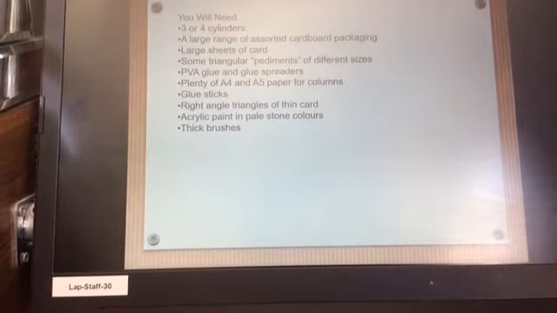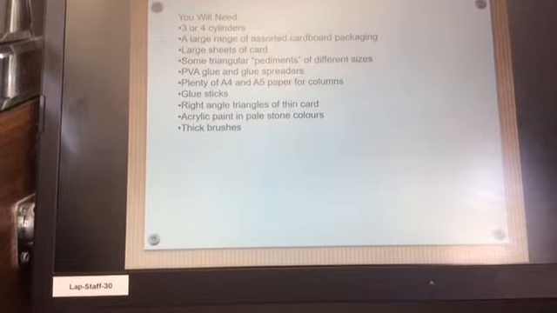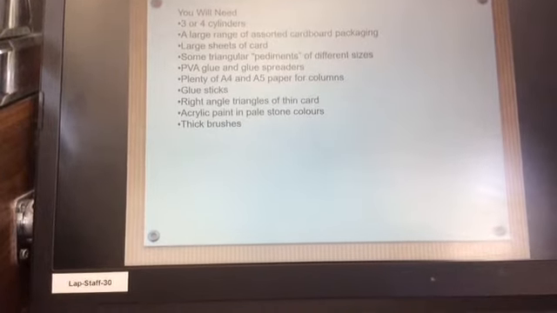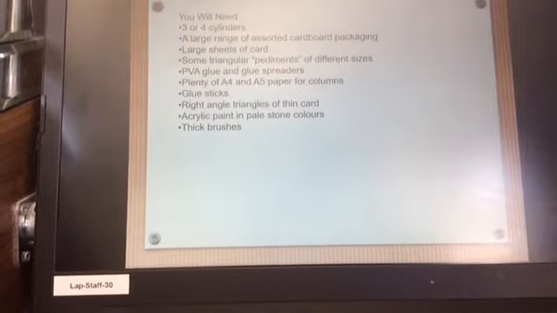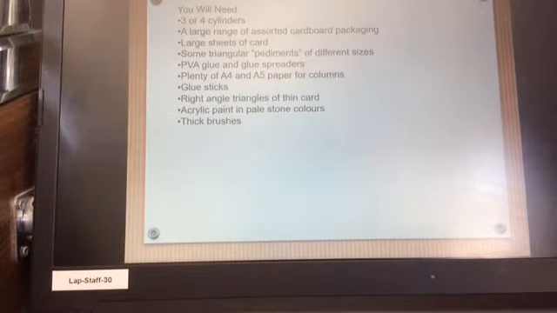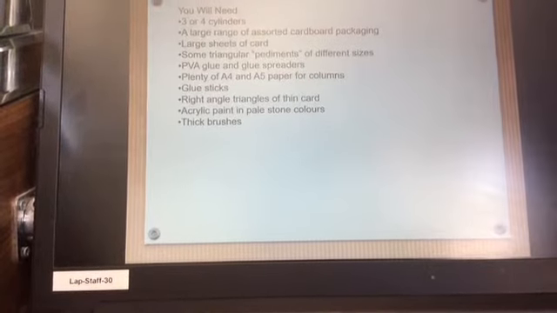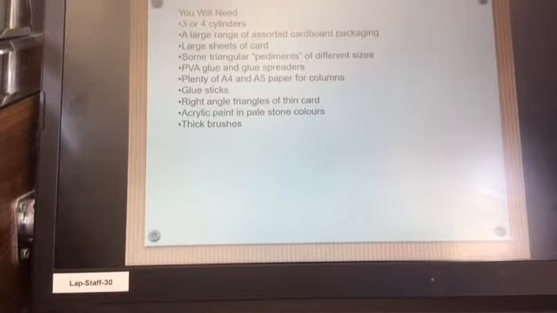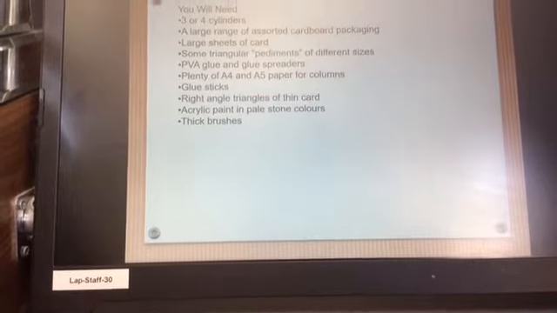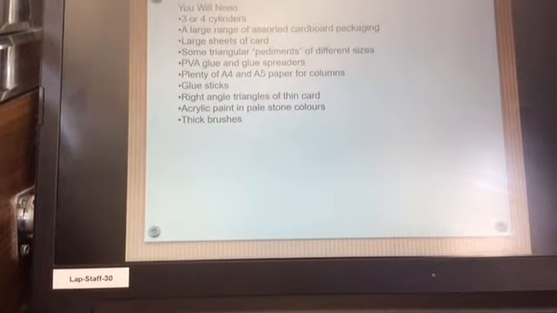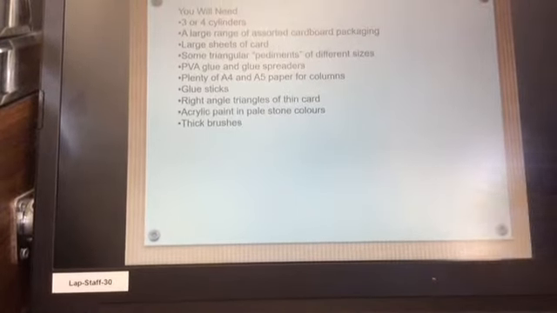So you will need 3 or 4 cylinders, a large range of assorted cardboard packaging, those are the sort of things that you can find in your kitchen cupboards and around the house, large sheets of card if you have any, some triangular pediments of different sizes, PVA glue or glue spreaders or even Pritt stick, plenty of A4 or A5 paper for the columns. And then you could have acrylic paint or poster paint if you want to try and paint them at the end.